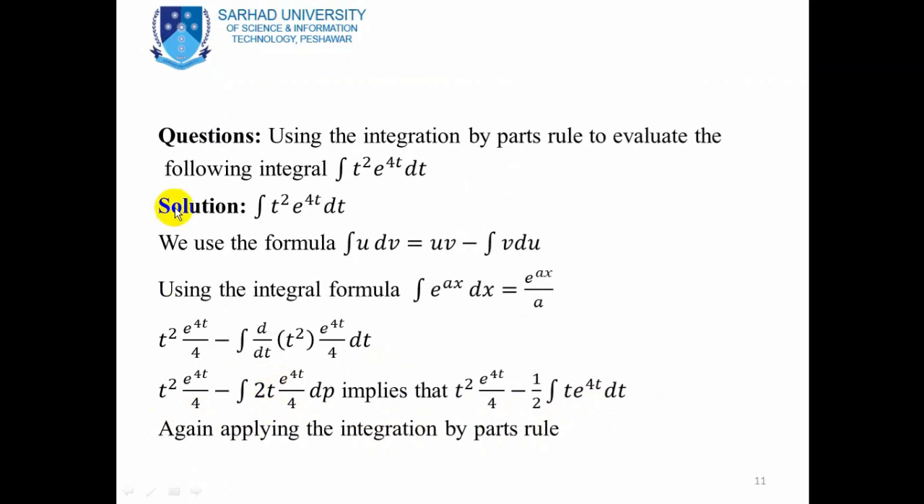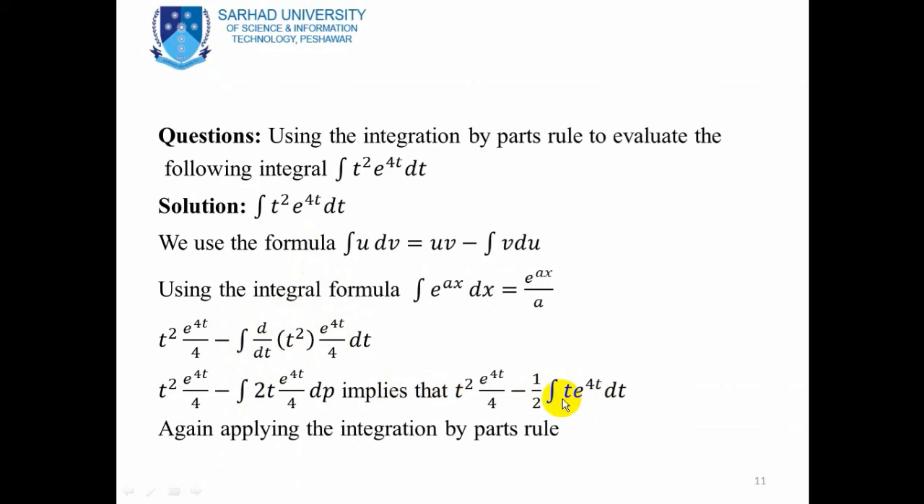Now another problem: the integration of t^2 e^(4t) with respect to t. In this problem, t^2 is the polynomial and e^(4t) is the exponential function. So t^2 is considered the first function, as it is, and the integration of e^(4t) is e^(4t) divided by 4, minus the whole integration of the derivative of t^2, which is 2t, and the integration of e^(4t), which is e^(4t) divided by 4. Now the power of t^2 is reduced to t^1.